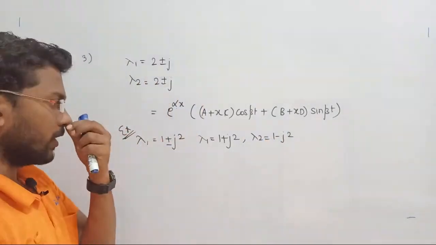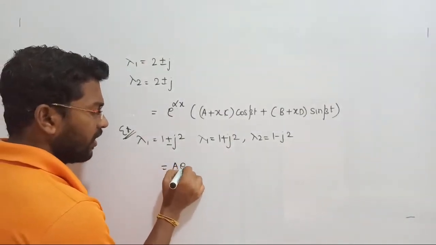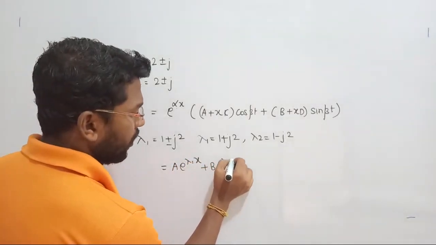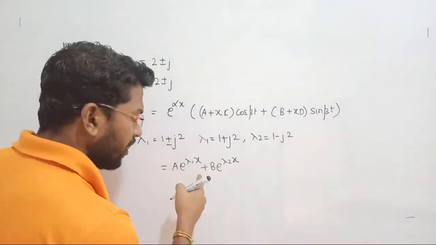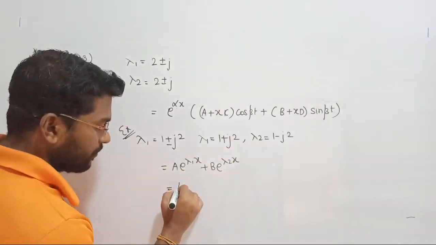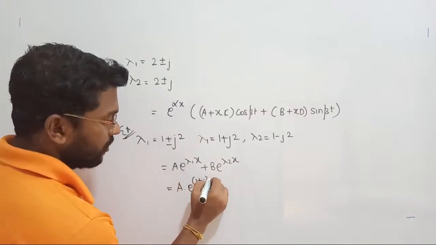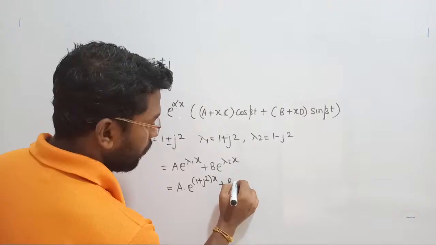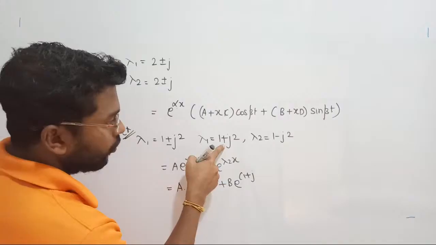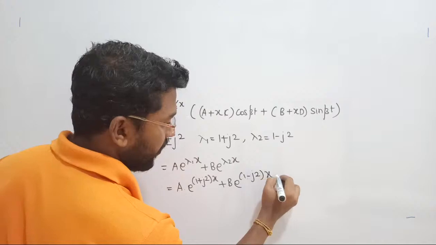இப்போ இந்த மாதிரி ஒரு ரெண்டு ரூட்ஸ் வருது அப்படினா நம்ம என்ன பண்ணுவோம்? ரியல் ரூட்ஸ்க்கு நம்ம என்ன ப்ரொசீஜர் எழுதுவோம்? ரியல் ரூட்ஸ் அப்படினா a into e power lambda 1 into x plus b into e power lambda 2 into x. இதே ரியலுக்கு நம்ம எப்படி எழுதுறோமோ அதே மாதிரி தான் காம்ப்ளெக்ஸ்க்கும். இதில் நீங்க அப்படியே சப்ஸ்டிட் பண்ணீங்க அப்படினா, e power lambda 1 is what? We got 1 plus j times 2 into x, plus b into e power lambda 2, which is 1 minus j2 times x.